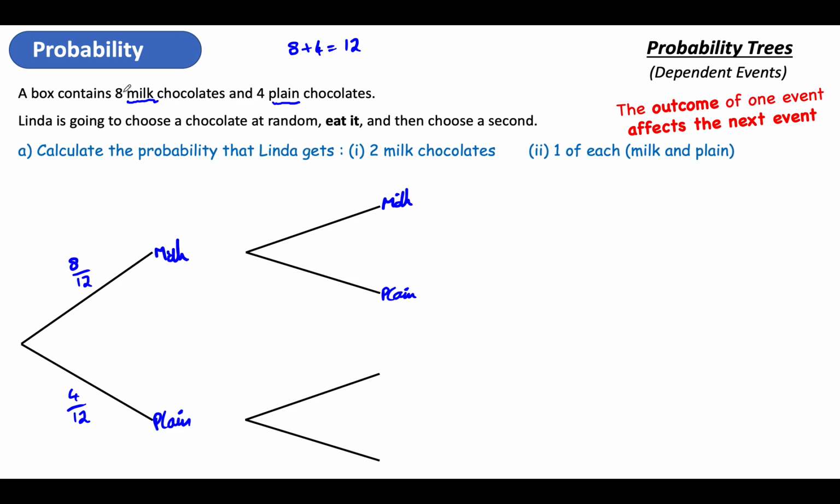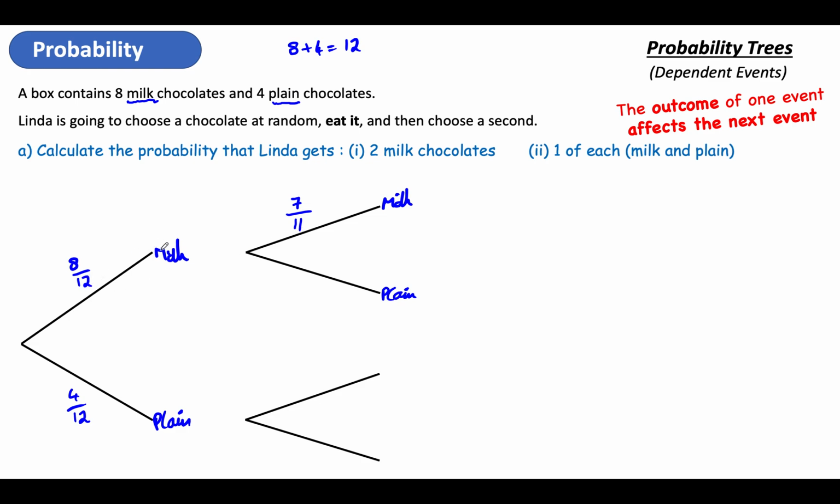So there are now no longer 8, because she ate it. There are now 7 milk chocolates out of how many? Well, if there's 7 milk, there's still 4 plain. There's basically just 1 less chocolate, isn't there? So it's 7 out of the 11.